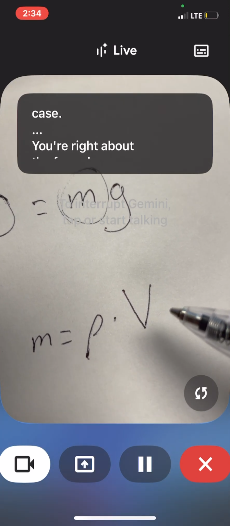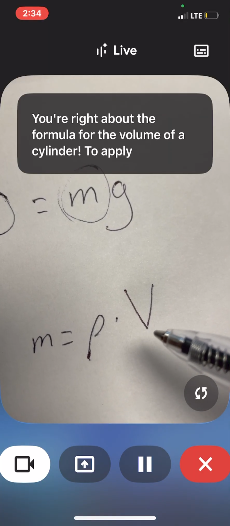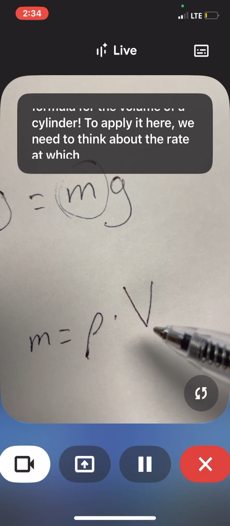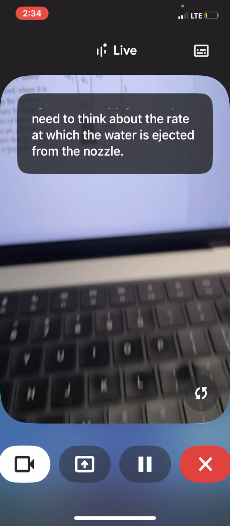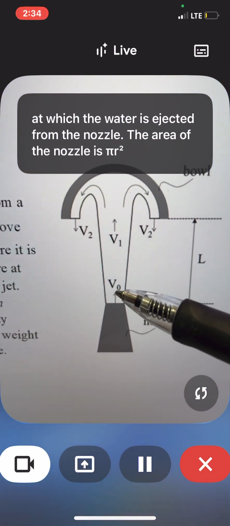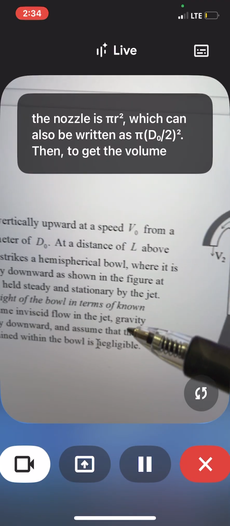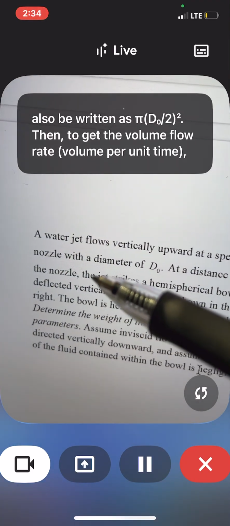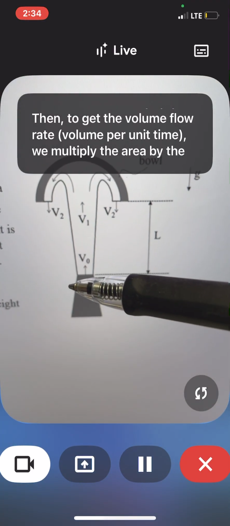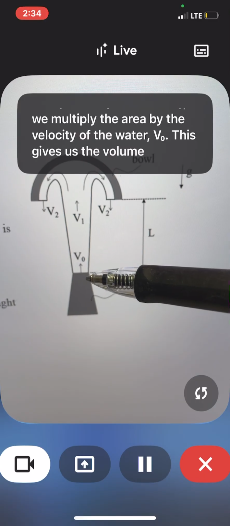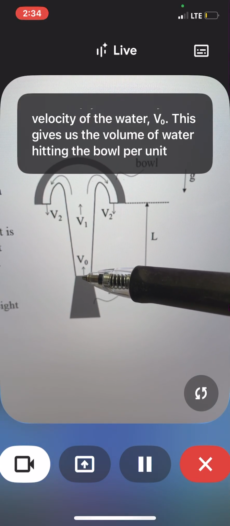You're right about the formula for the volume of a cylinder. To apply it here, we need to think about the rate at which the water is ejected from the nozzle. The area of the nozzle is pi r squared, which can also be written as pi (d/2) squared. Then, to get the volume flow rate, volume per unit time, we multiply the area by the velocity of the water, v. This gives us the volume of water hitting the bowl per unit time.